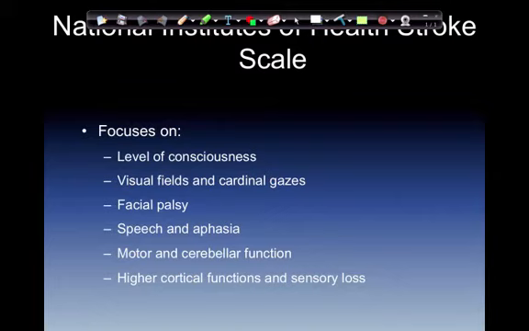Agnosia, meaning without knowledge. Prosopagnosia, inability to recognize familiar faces. Facial palsy, facial droop, inability to close eyelids, and excessive tearing. Speech: aphasia. Aphasia is the inability to comprehend or utter speech.